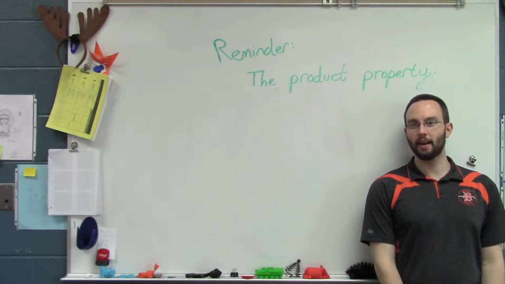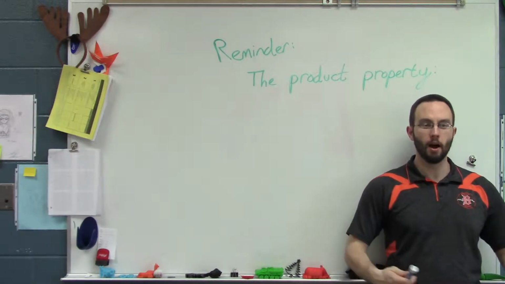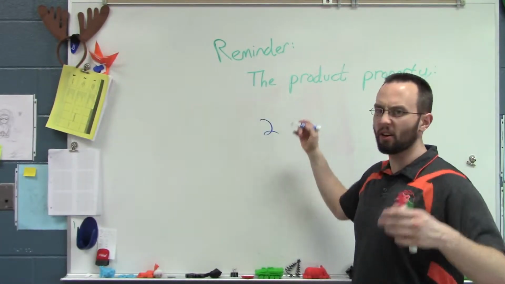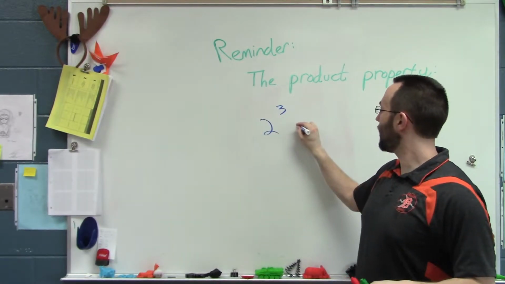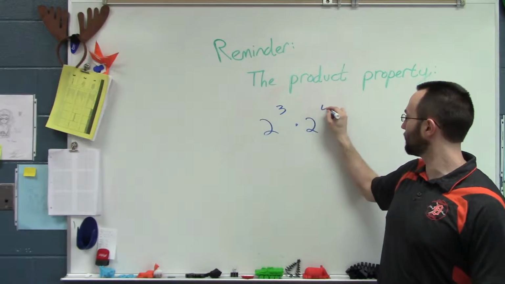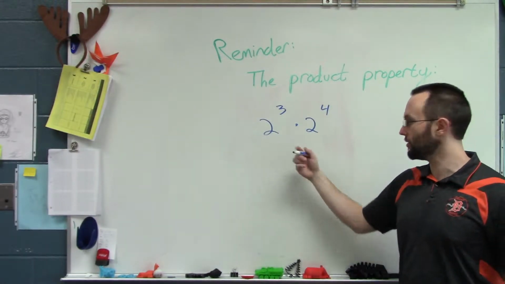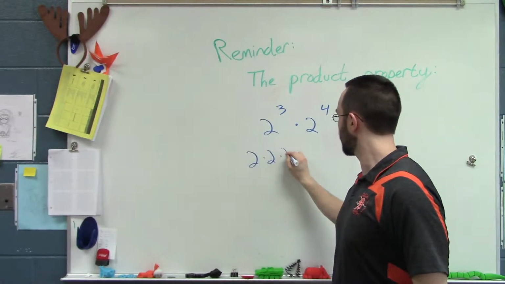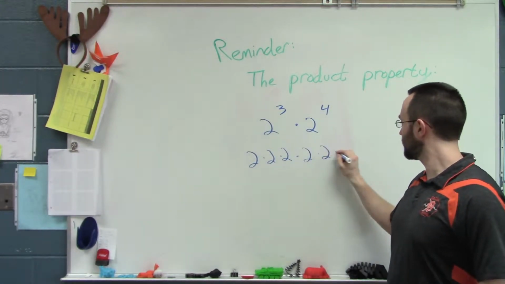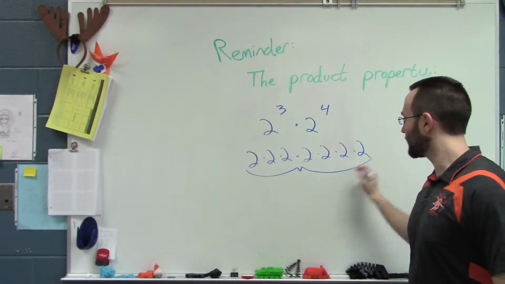Before diving into the next two examples, I want to throw out a quick reminder about the product property. What the product property tells us is if we have two powers, let's say maybe 2 cubed, and we multiply that by another power with the same base, say maybe 2 to the 4th. Well, what this is really telling us is I've got 3 of these 2's, 1, 2, 3, and I also have 4 of these 2's, 1, 2, 3, 4, which really means I have 7 total.